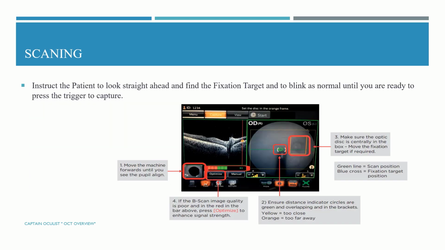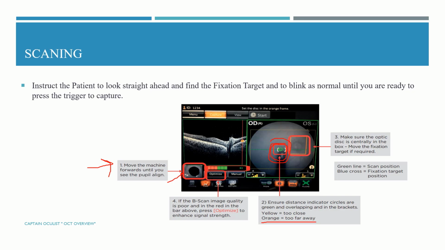In this picture you can see what you have to do with the help of the lever. You have to focus the eye centrally, then move forward until you see that the 2 splits of the pupil join. Ensure the distance indicator circles are green, so they are in ideal position. If they are yellow, it means you are too close to the eye of the patient, so you have to pull your machine a little bit back. However, if the circles are orange, it means you are too far, so you have to move a little bit closer to the eye of the patient, until the circles become green.